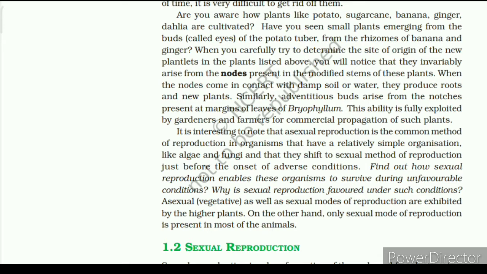1.2 Sexual reproduction. Sexual reproduction involves formation of male and female gametes, either by the same individual or by different individuals of opposite sex. These gametes fuse to form the zygote, which develops to form the new organism. It is an elaborate, complex and slow process as compared to asexual reproduction.